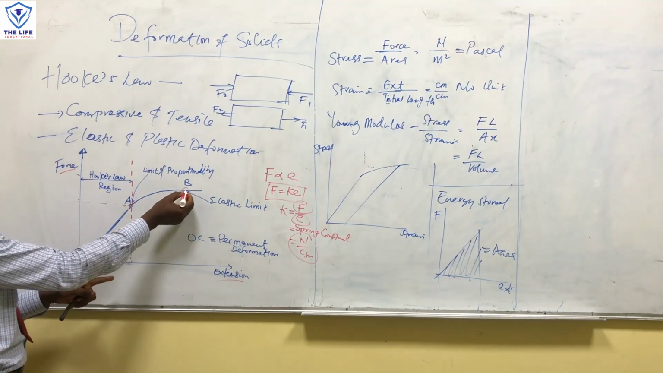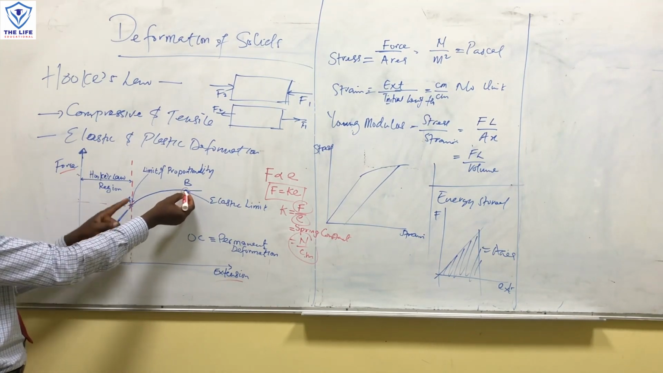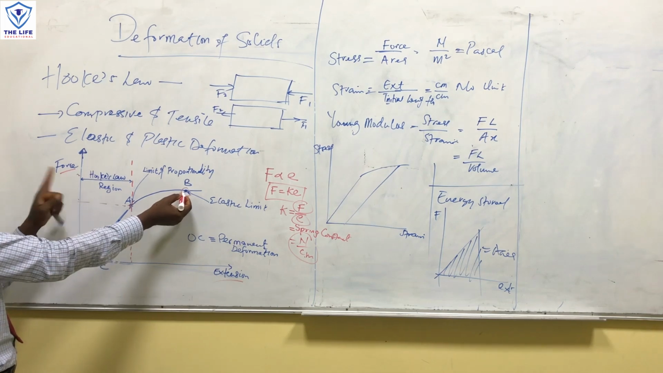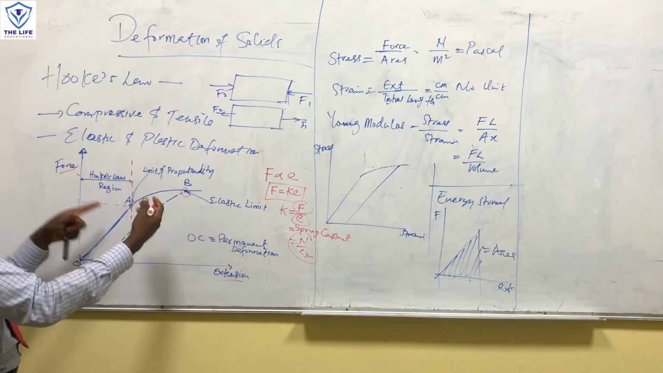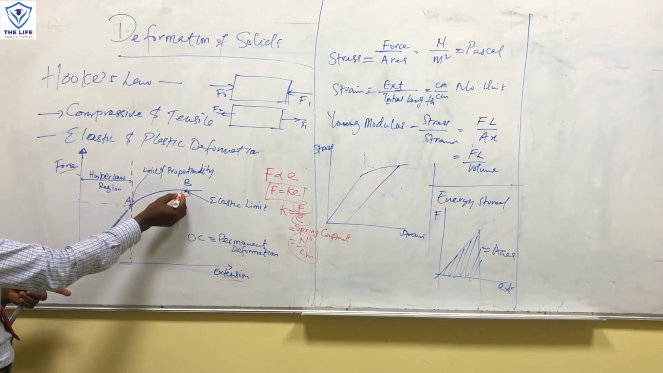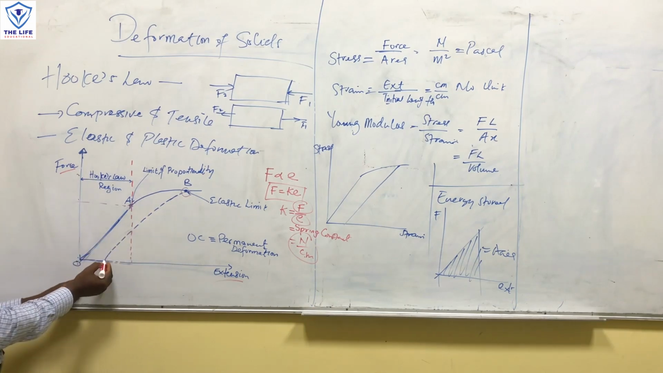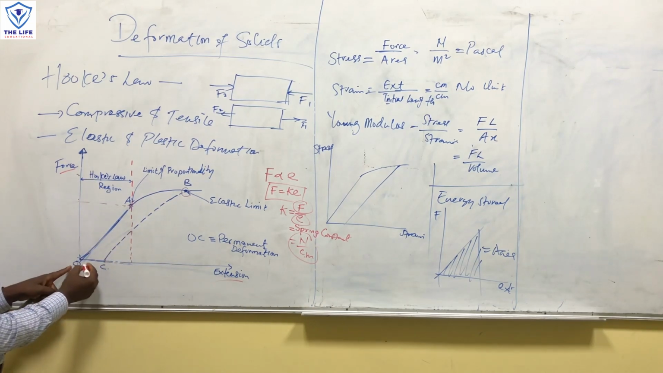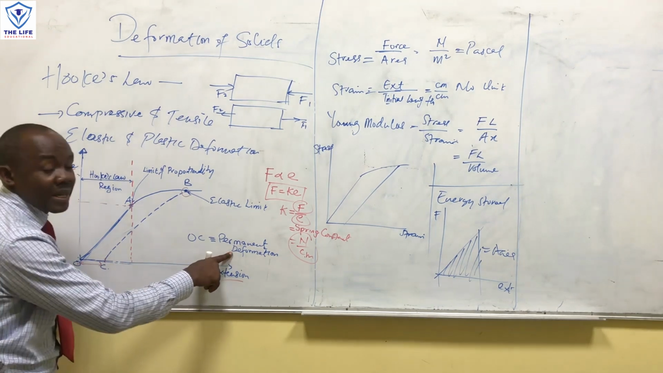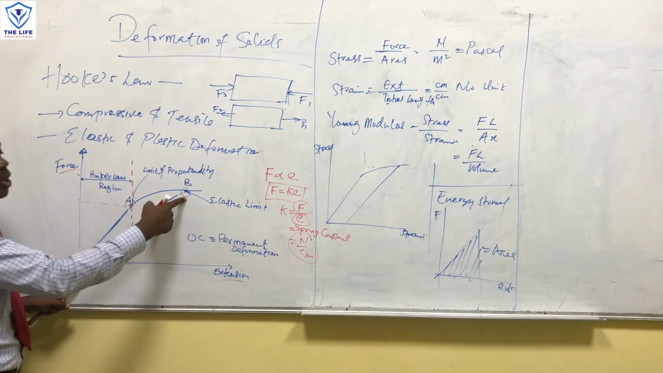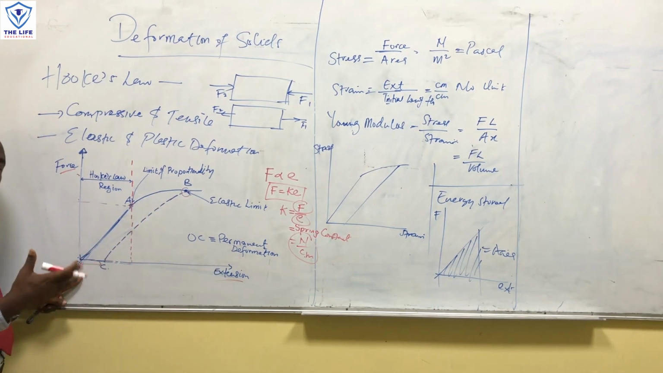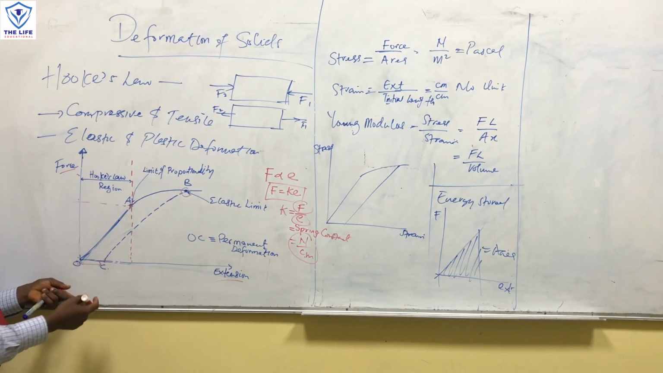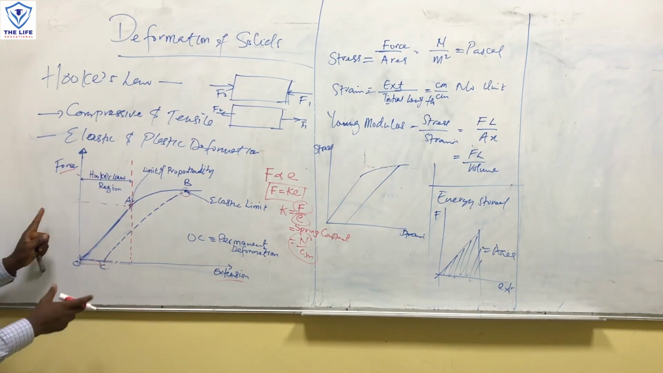Now, if you get to that region and you start removing your forces from it gradually, this dotted line represents where it goes. Region OC is what is referred to as the region of permanent deformation, meaning that the object did not go back to its former or original shape. Alright, so this is a graph for such.